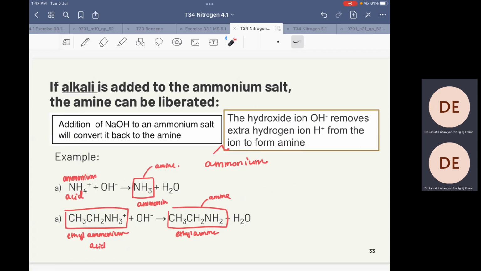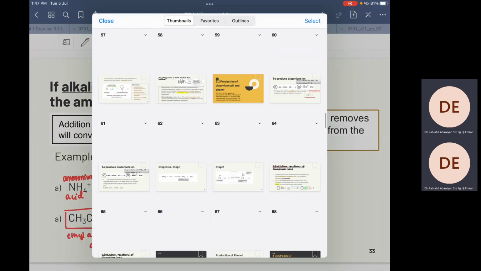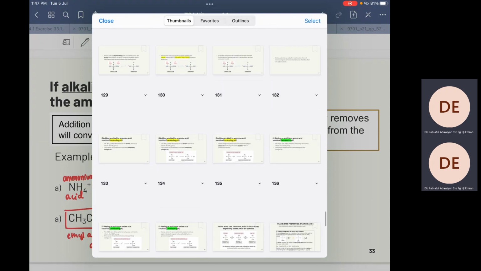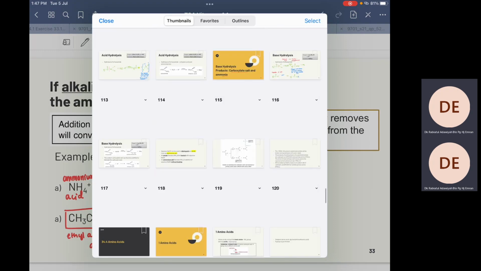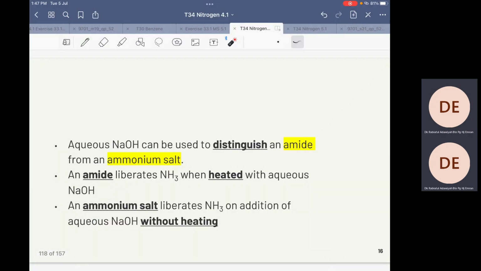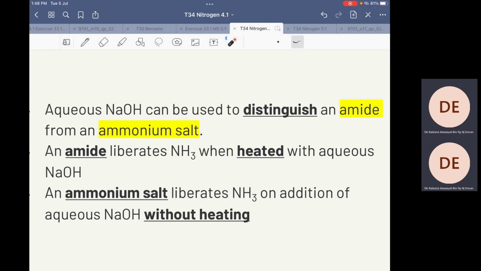It will also produce ammonia. Okay, so because of this observation, you can use this reaction to determine, say you are asked to differentiate or distinguish between an ammonium and amide. Try to add sodium hydroxide at room temperature. Is there a reaction or not? If there's a reaction, that means it's an ammonium salt. If there's no reaction at room temperature, then it must be an amide, because amide can only react with sodium hydroxide when it is being warmed or heated.